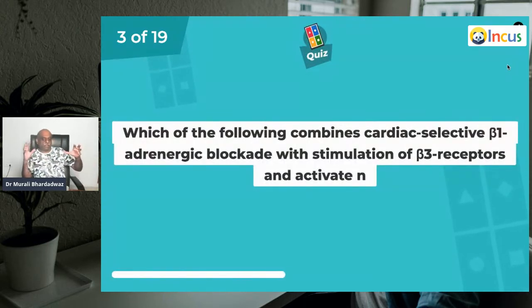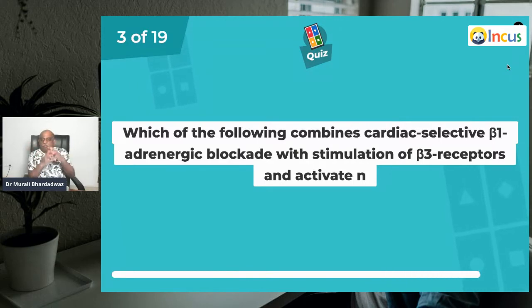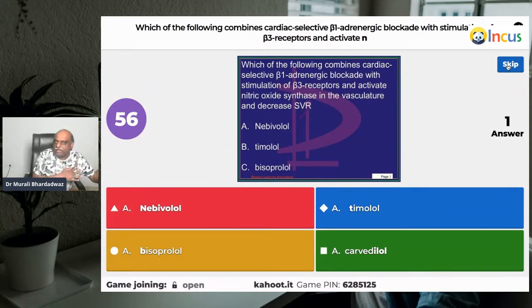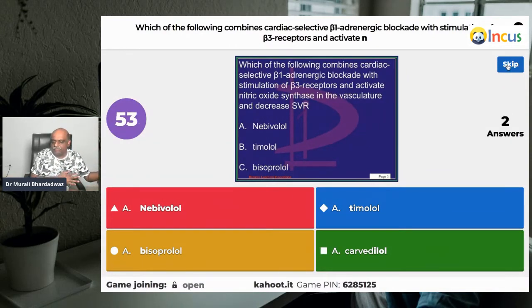Which of the following beta blocker combines cardiac selective beta-1 blockage along with the stimulation of the other beta receptors and activates nitric oxide synthetase in the vasculature, and it decreases the systemic vascular resistance. Only one beta blocker qualifies with all these properties, doctor. It stimulates the beta-2 receptors and activates the nitric oxide synthetase in the vasculature and decreases the systemic vascular resistance, which is very good for the heart.